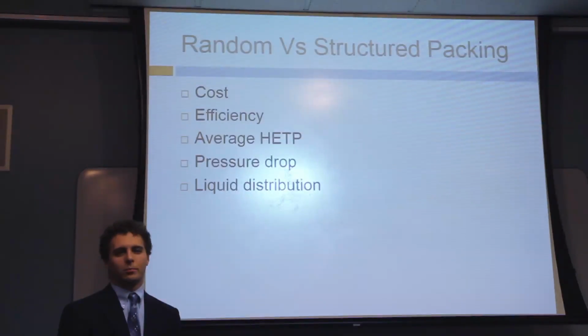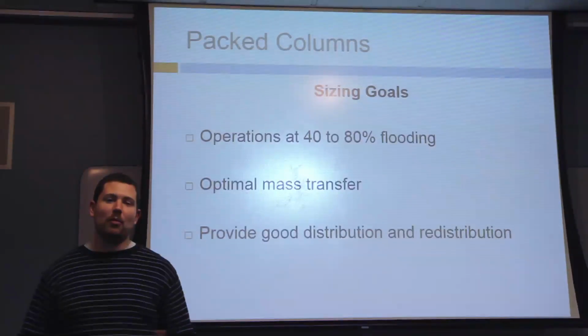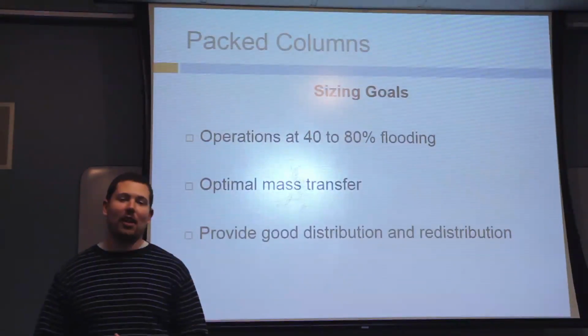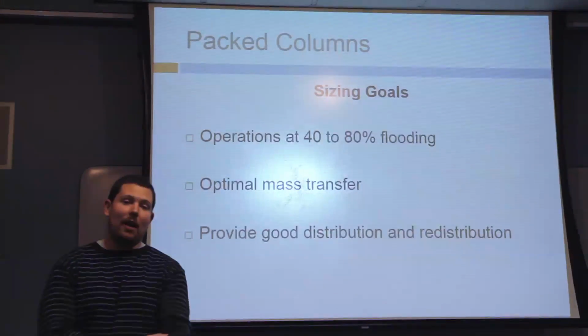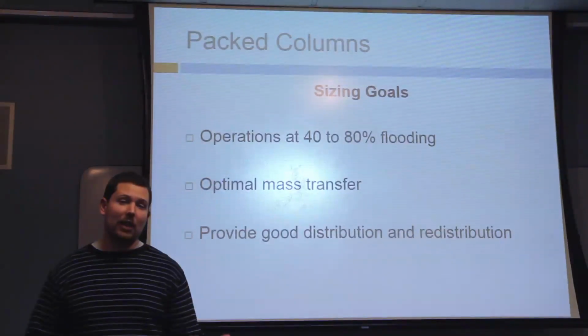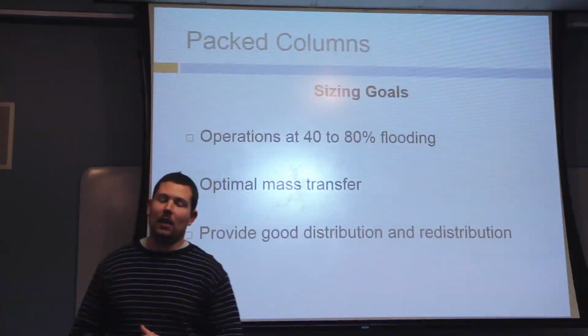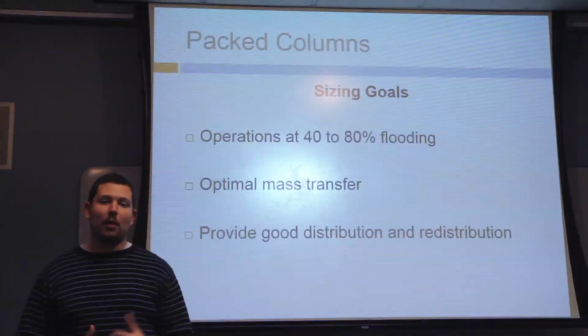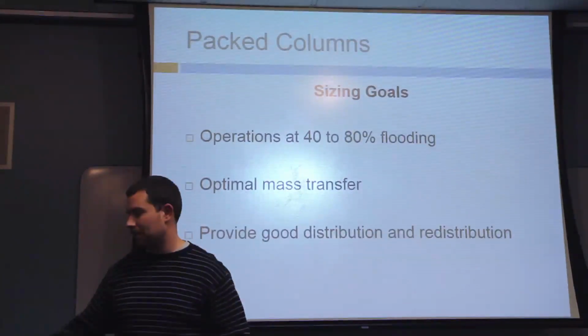Next, Jesse will be discussing how to size a packed column. So now let's talk about sizing packed columns. With a packed column, you want to aim for between 40 and 80% flooding, which means liquid in your system. This will allow optimal mass transfer. Above 80%, you're going to have total flooding of the column, and you'll have no mass transfer. The other objective of sizing the packed column correctly is to have good distribution of your vapor and liquid, and redistribution.